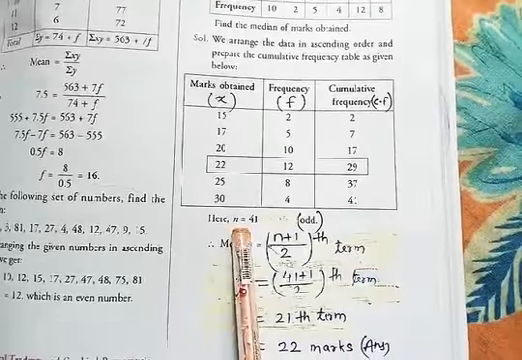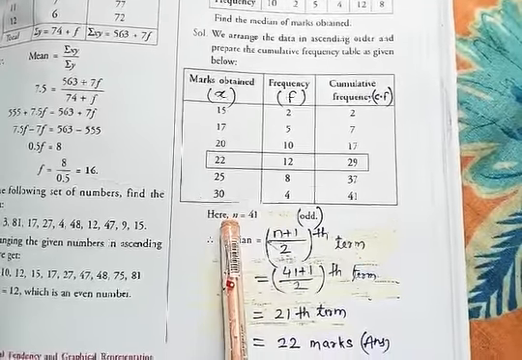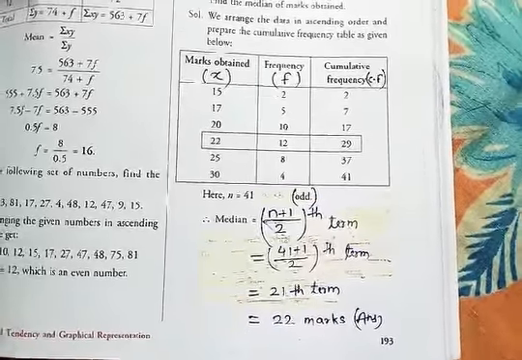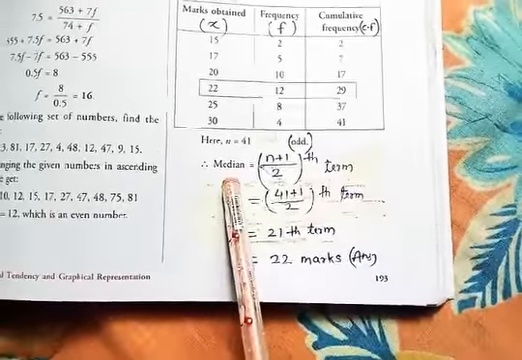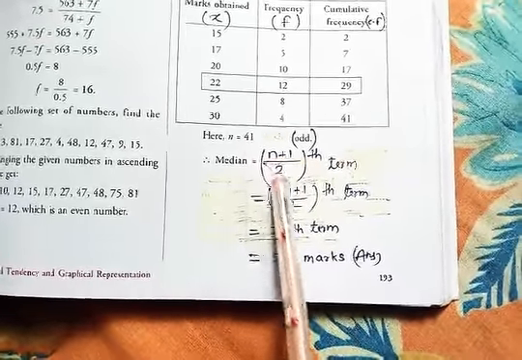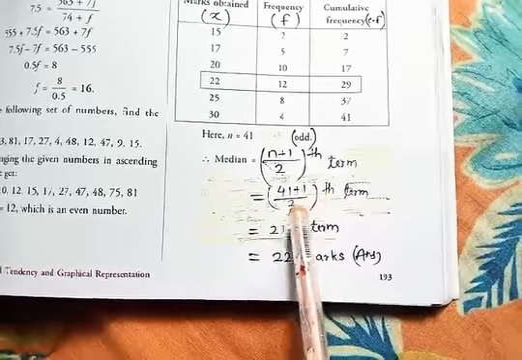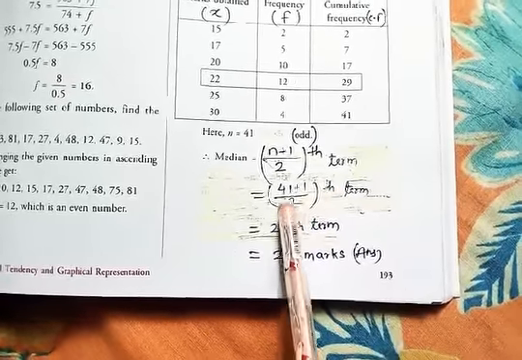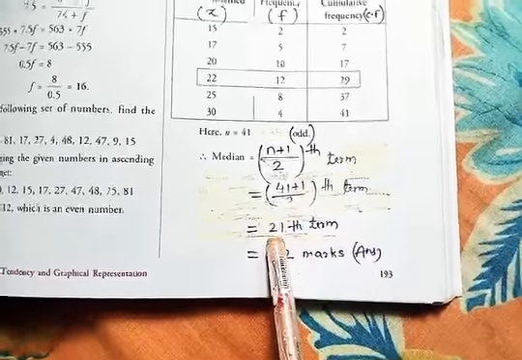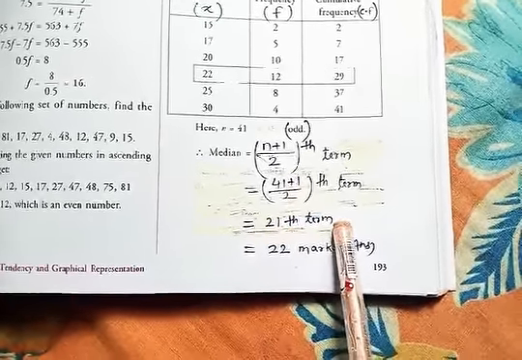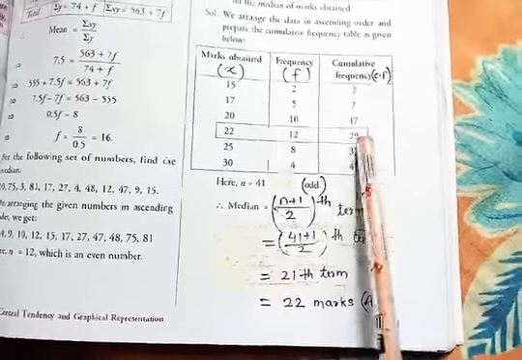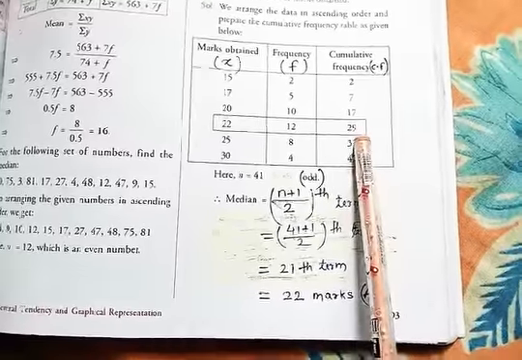Now 41 is called n, and n is 41, which is an odd number. So when n is odd, the median formula is like this: median equal to (n plus 1) by 2 th term. N is 41, so 41 plus 1 by 2 th term. 41 plus 1 is 42, and 42 by 2 is 21. So the 21st term. What is the 21st term here? We have to know from cumulative frequency.